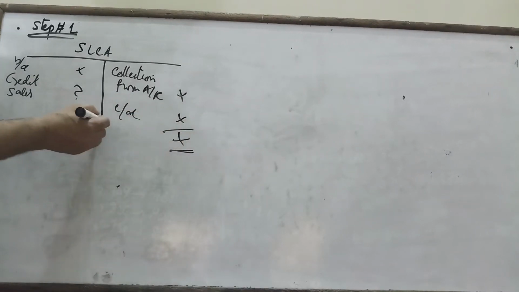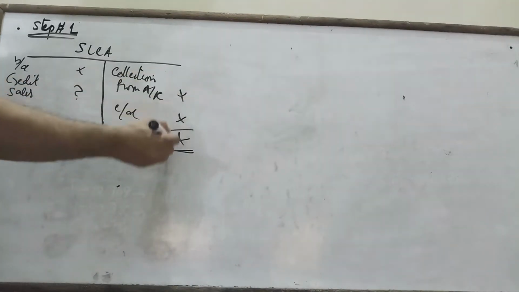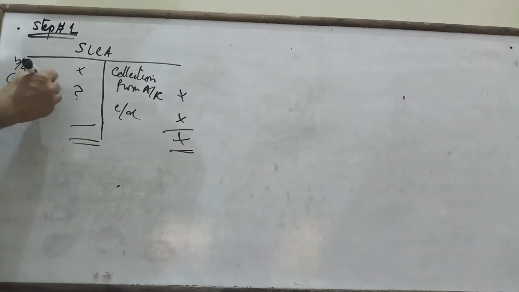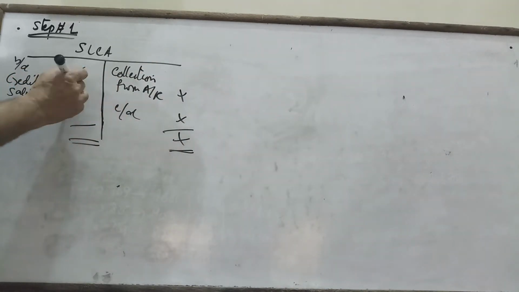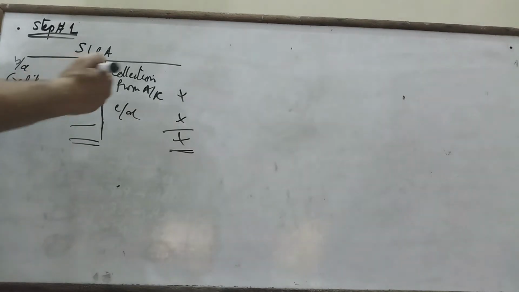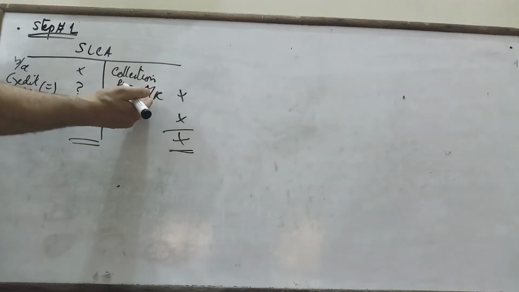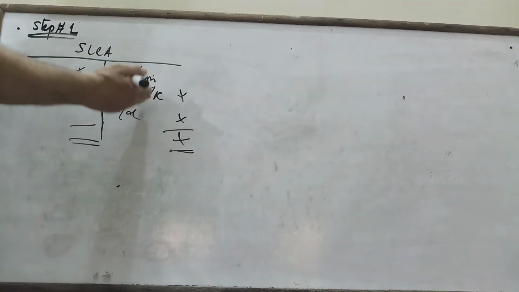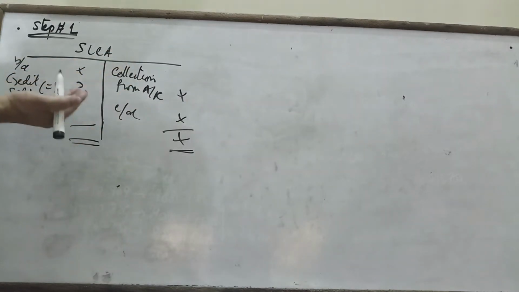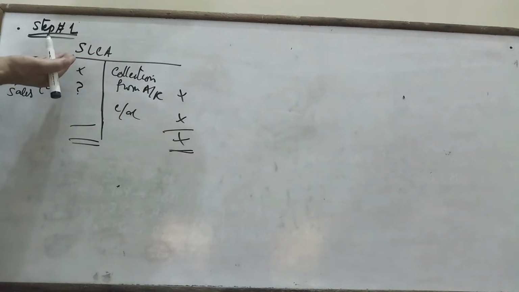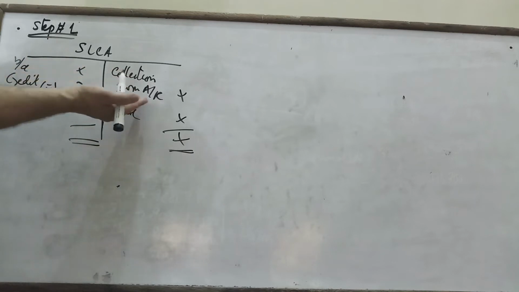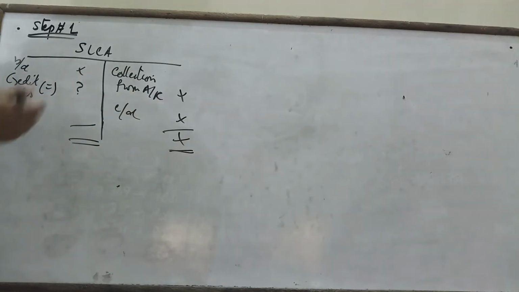When you add all this up and subtract the other side, you can find the credit sales from the SLCA. A lot of other information could also be given here: the bad debts, sales return, and set off. You should know all the sales ledger control account information in this chapter. So credit sales will be recorded here.